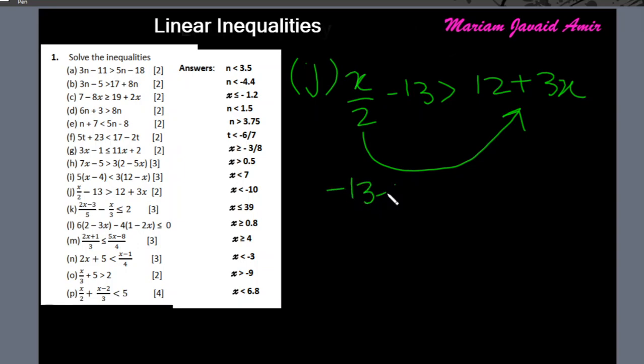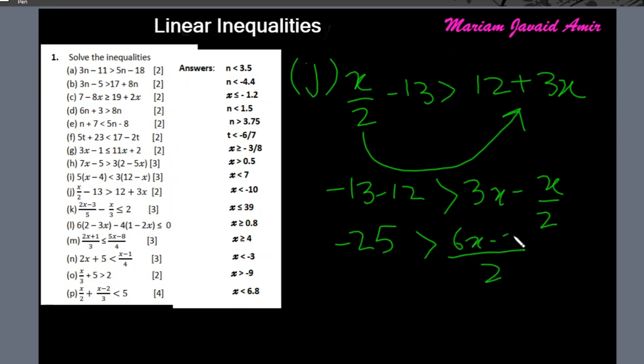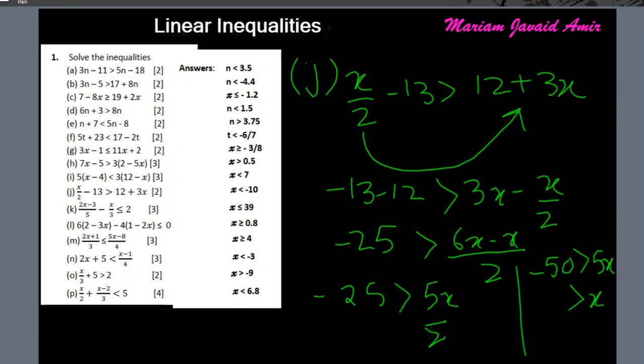So minus 13 minus 12 greater than 3x minus x by 2, which is half x. So this becomes minus 25 greater than, let's take LCM, 6x minus x, which gives us minus 25 greater than 5x over 2, which gives us minus 50 greater than 5x. So x is less than minus 10, or write it like this: x is less than minus 10.